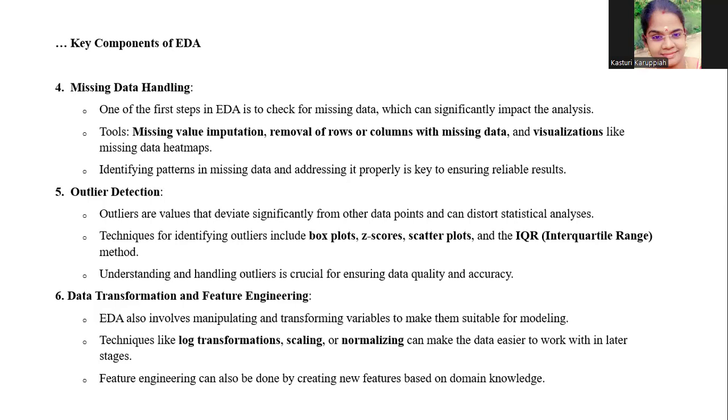Fine. Next comes outlier detection. What are outliers? Outliers are values that deviate significantly from other data points and can distort statistical analysis. We have seen that outliers are exceptions. We saw an example: for a score column, if I have 1,000 records, 998 values are from 50 to 85, but only two values are above 95. They are called outliers.